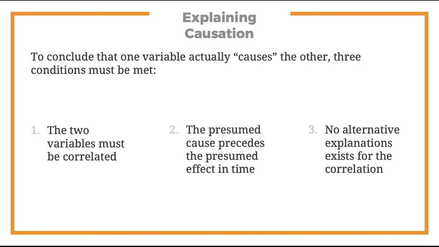The third criteria that's needed to prove causation is that there can't be any alternative explanations that would exist for the correlation. So what that means is that we try to rule out other explanations. So for example, in our smoking example, we can't do just one study and declare, okay, smoking causes cancer. We might need to do some alternative studies.